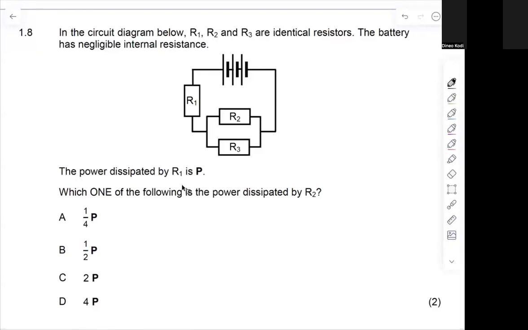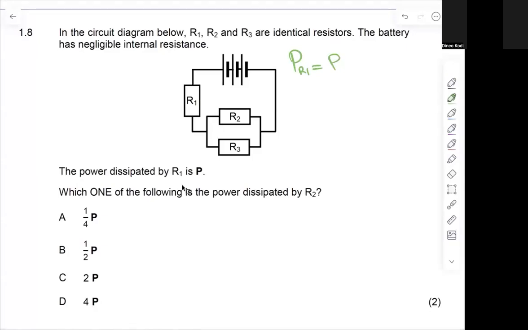Let's have a quick look at what the answer is going to be, right? So what I want you guys to do, let's think about the question. They've given us identical resistors, so the resistance will be the same. The battery's got no internal resistance, right? And the power dissipated by R1 is equal to P. So the power by R1 is equal to P, right? And how does that look?